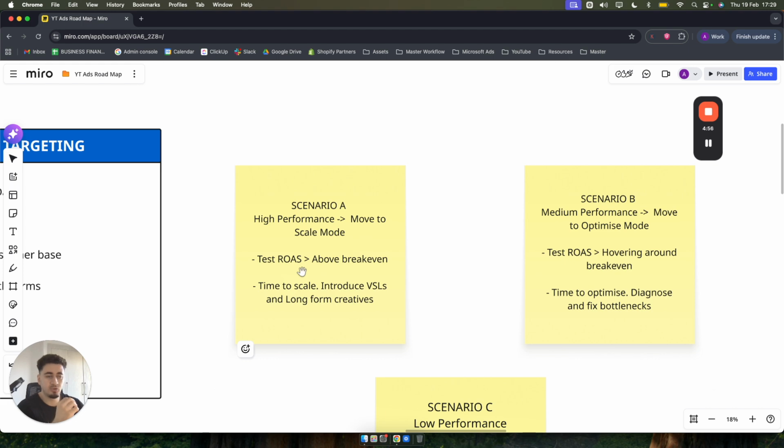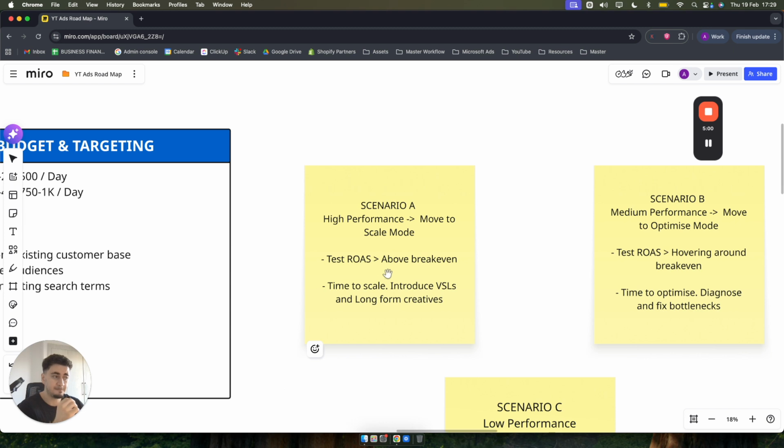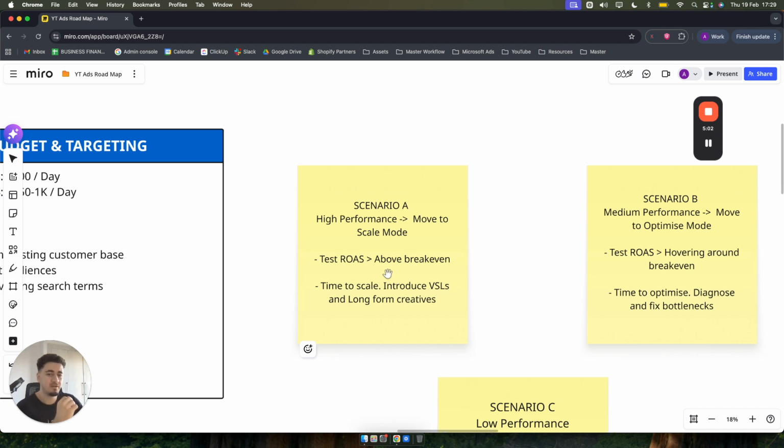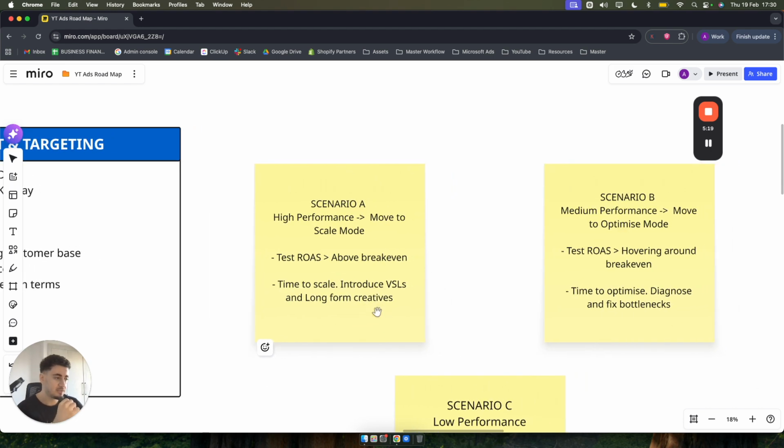Well, obviously, the ROAS that you get after 4 weeks is going to be above break even, right? And it's going to be consistently above break even, not just like, okay, one day it's been above break even. You want statistically significant data over like a 7-day time frame, for example, right? And you want to have like a few clear winning angles and creatives and pages or whatever that looks like, right? And then time to scale. Now, what we find and what I find is introducing VSLs and long form creatives is going to take you to the next level.